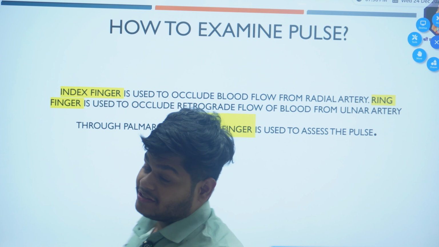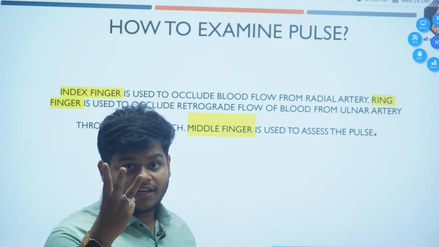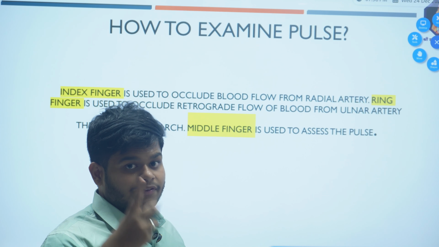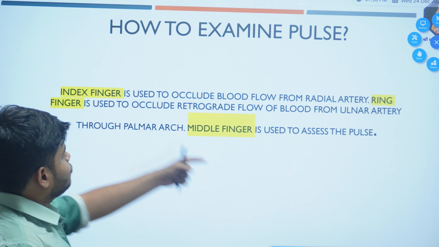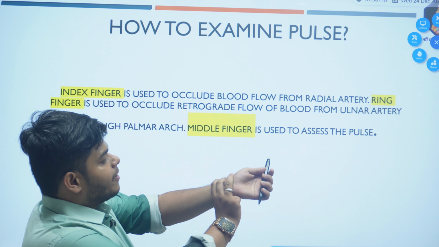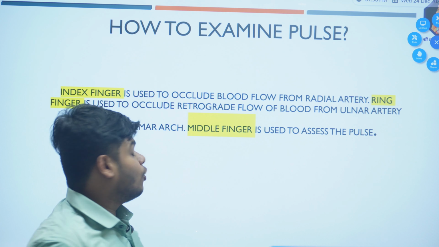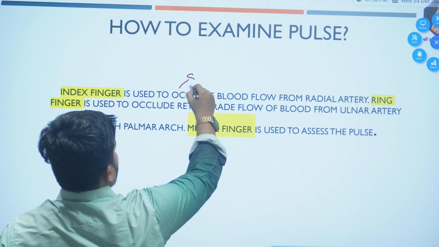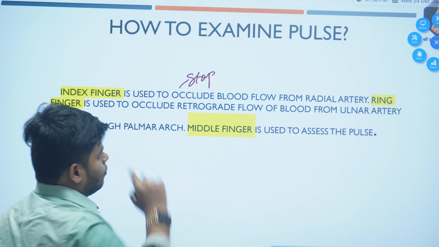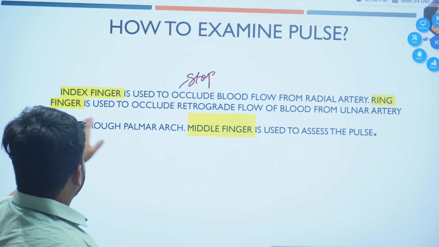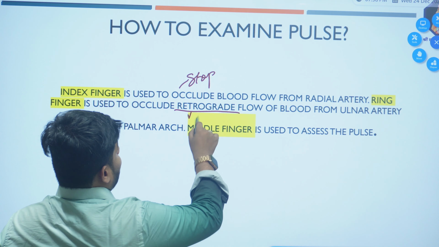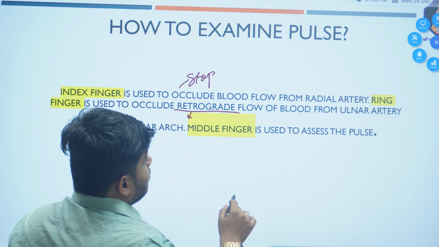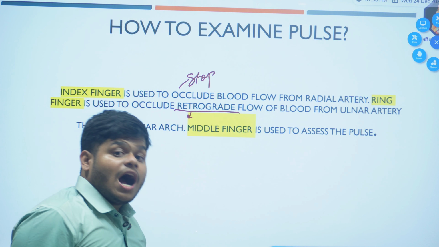How to examine the pulse? It's very interesting. You have to take your three fingers: index finger, middle finger and ring finger, right? The index finger is used to occlude the blood flow from the radial artery. Occlude means to stop the blood flow. Stop the blood flow from the radial artery. The ring finger is used to occlude the retrograde flow. Retrograde flow means back flow of blood from the ulnar artery to the palmar arch.